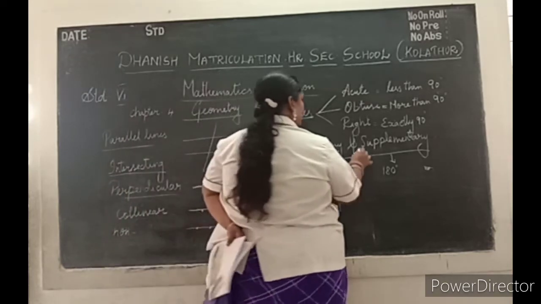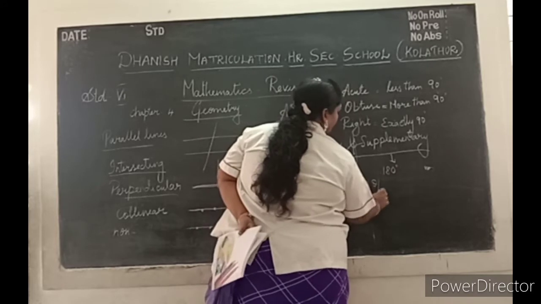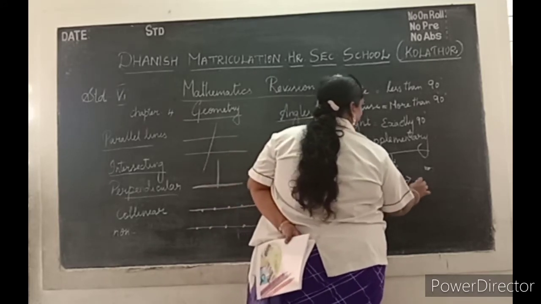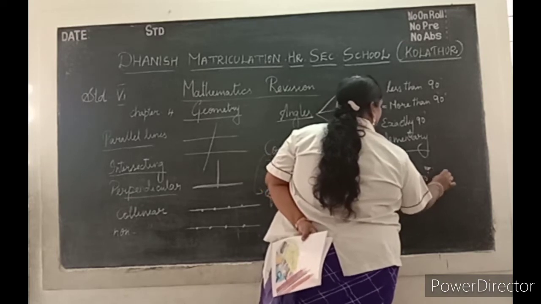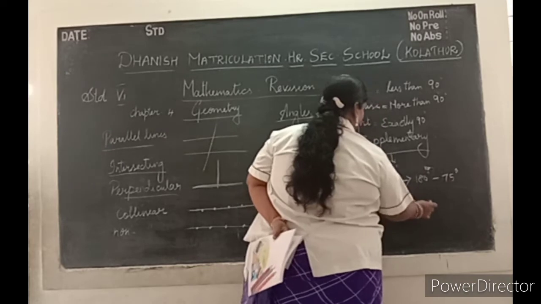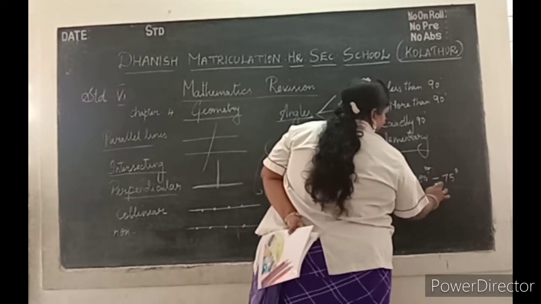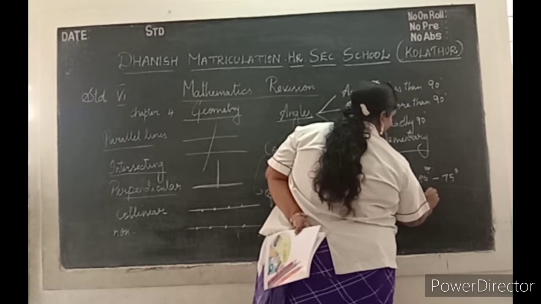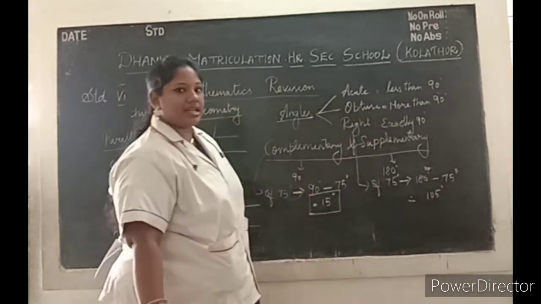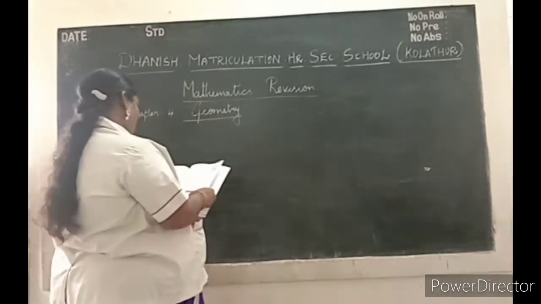In the same way, if they ask you to find the supplementary of the same 75 degrees, what will you do? You have to subtract it from 180 degrees: 180 degrees minus 75 degrees. So what will be the answer for this? It is 105. Is that clear?